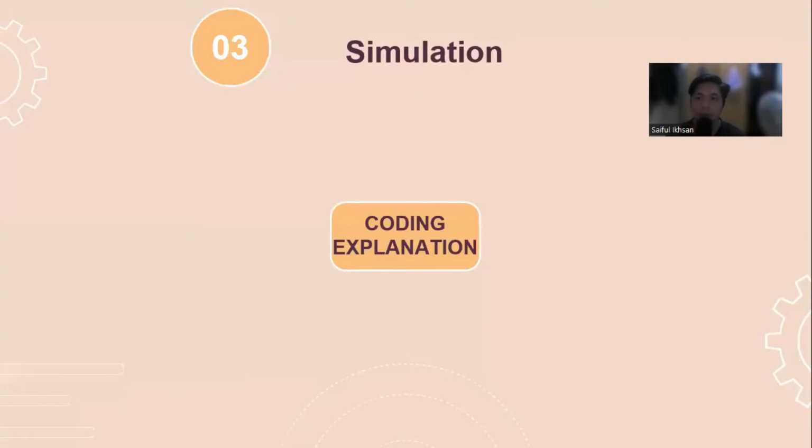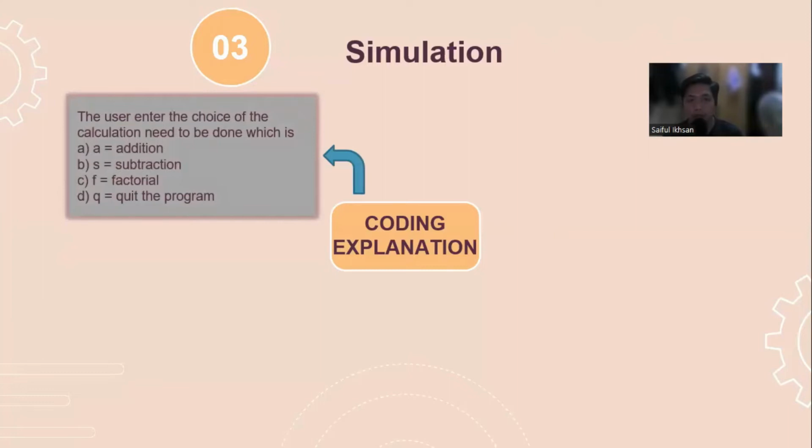Assalamualaikum and hi, my name is Saiful Ihsan bin Nur Muhammad Zulkarnain. My matric number is CE190065. I will present the simulation and flowchart for our project. So first of all, we look at the simulation for our project. First, I will explain the coding explanation.